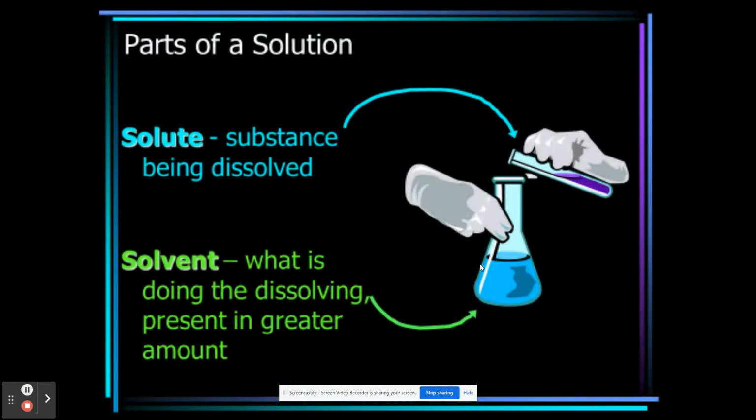Okay, now this is important. All right, so there's two parts of a solution. You have your solute, which is the substance that's being dissolved. So if I'm making salt water, salt would be my solute. And then you have a solvent. That is what is doing the dissolving. And it's always going to be present in a greater amount. I'm not going to make lemonade with powdered lemonade and put more powder than water in there.